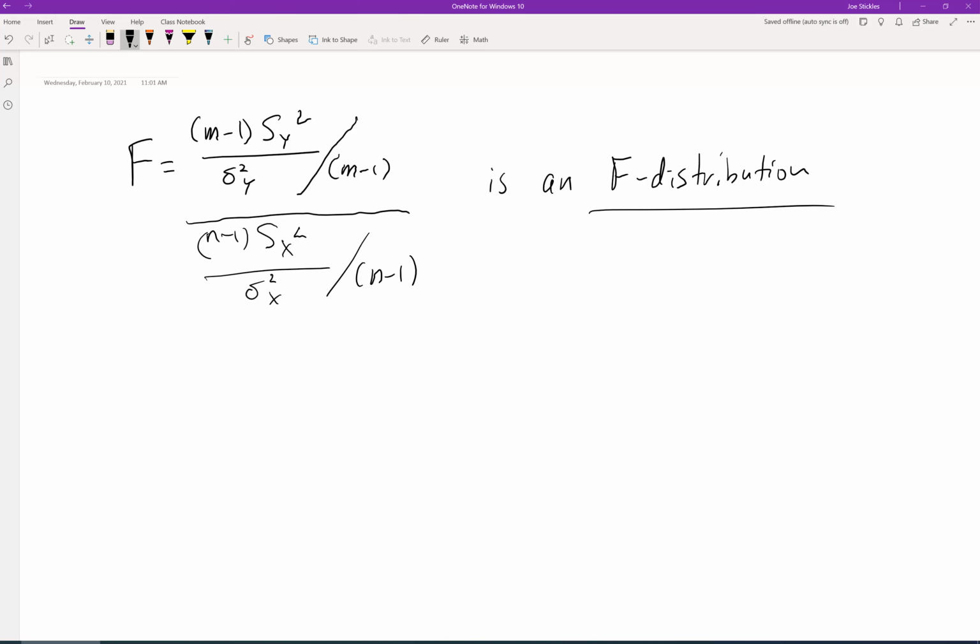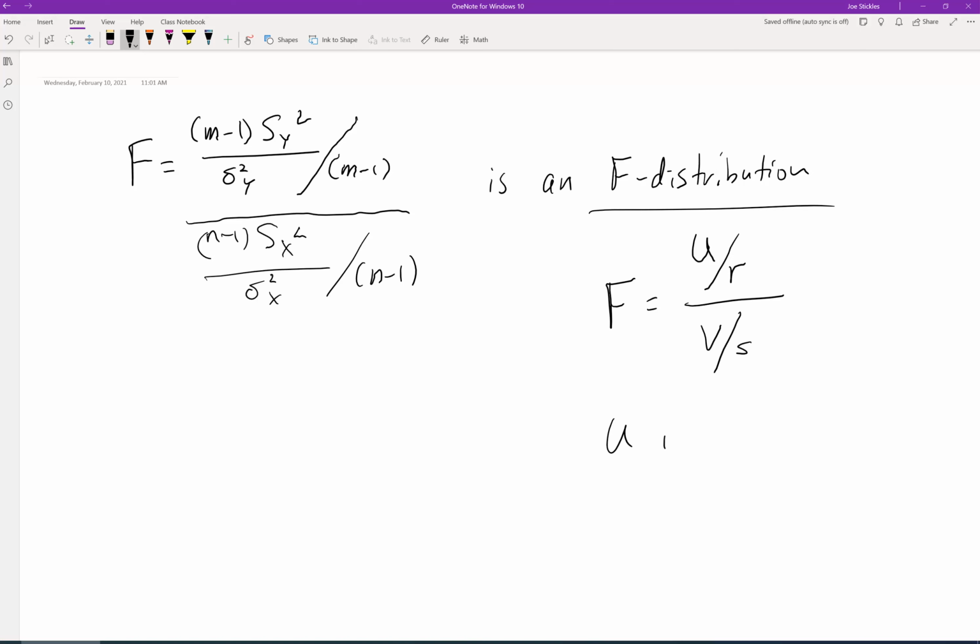We probably mentioned it last semester. I can't remember if we did or not, but it's definitely been a while. So just to remind you of the definition of an F distribution. An F distribution looks like this.